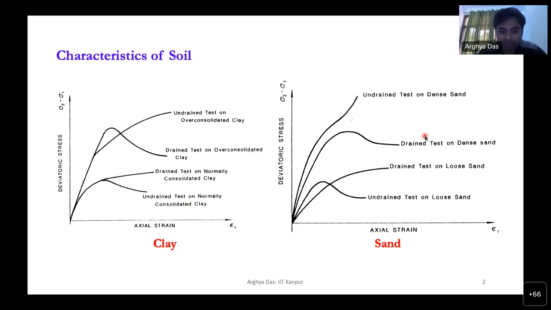So the bottom line is, when we are going for this kind of modeling, we have to understand these two features. One is the relative density, which pertains to sand, and another is the over consolidation ratio, which pertains to clay. So those are very important aspects.